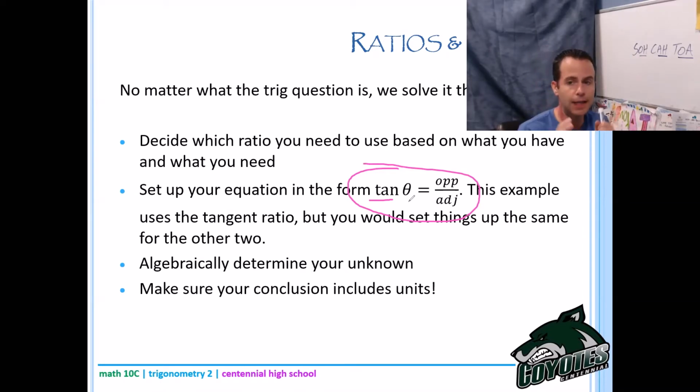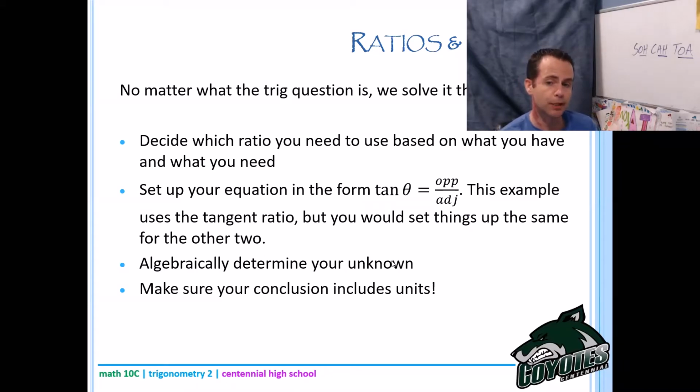So tan of the angle equals whatever that ratio is. So for tan, it's opposite over adjacent, okay? You always start a question. The very first line of your question should always look something like that, okay? So I just need to get this ink off for you, sorry. Okay, so this example uses the tangent ratio, but you would set things up the same for the other two.